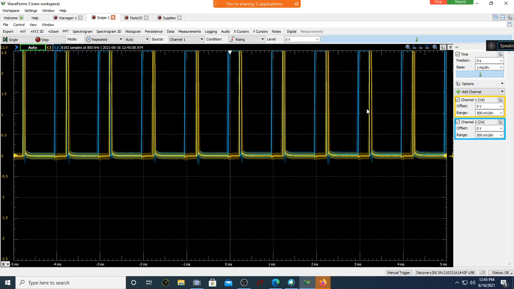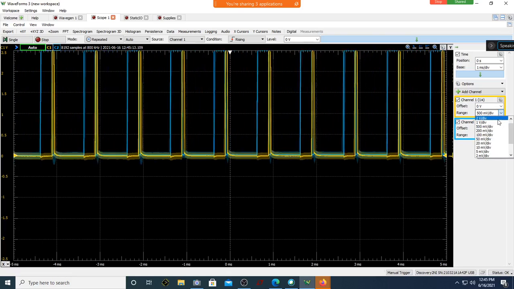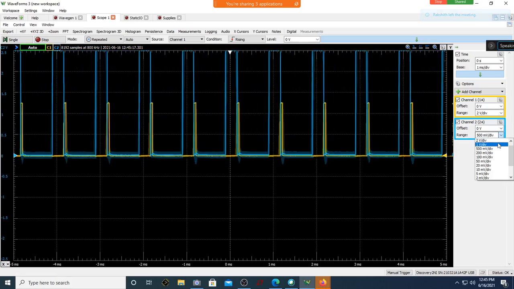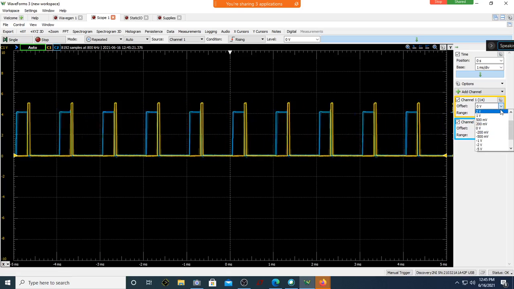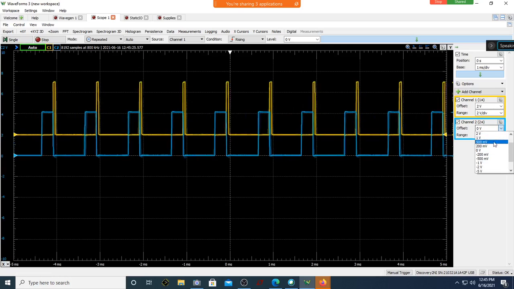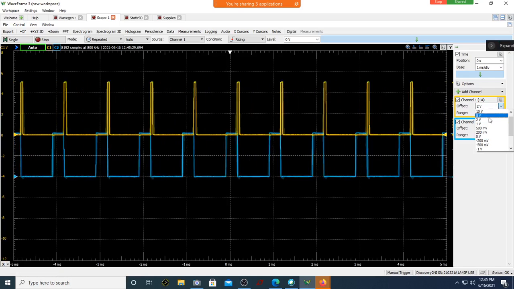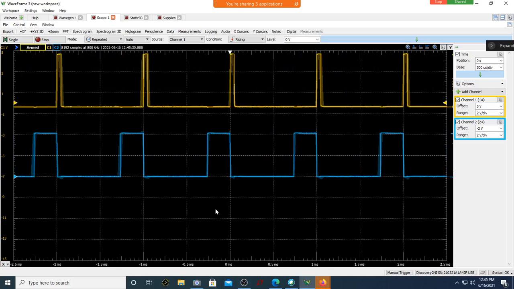Now you can see there is something coming over here. Let me make some adjustments. I'll slightly move it up. I'll make this also 2 volt per division. I'll move this slightly up and this slightly down so that everything is clear. Let me move it by 5 volt. Yes, sir. See now? What is there in channel 1?